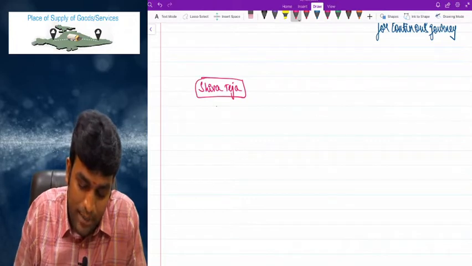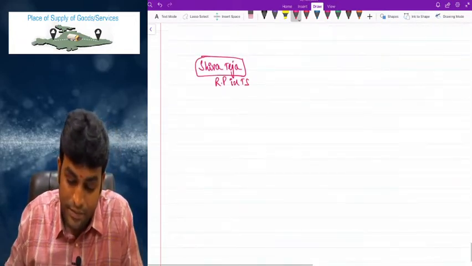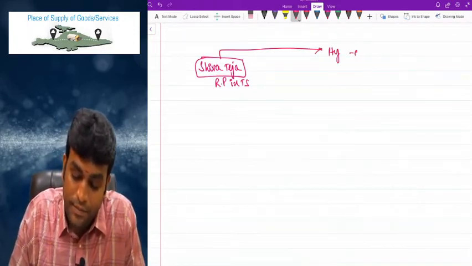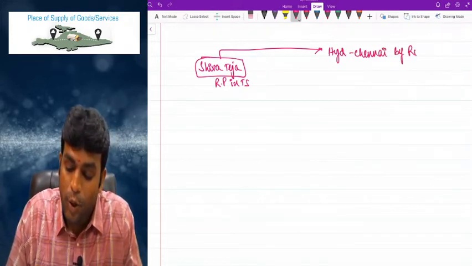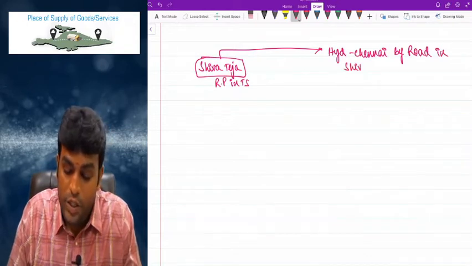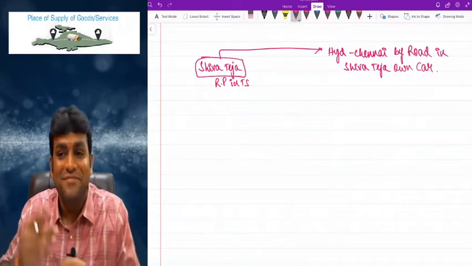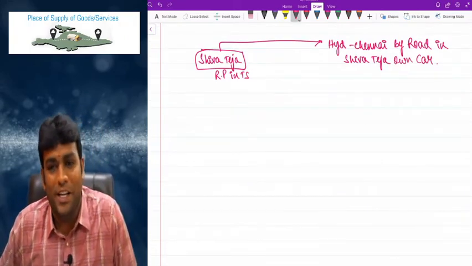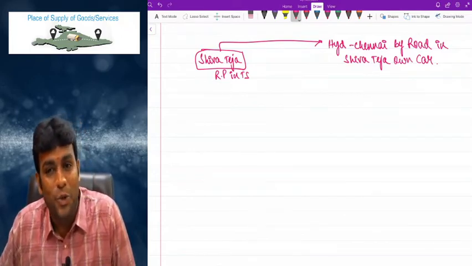Sir, Shiva Teja is a registered person in Telangana state. Now what has happened? I travelled from Hyderabad to Chennai by road in Shiva Teja's own car, my dear friends. Clear, sir? I traveled in my own car from Hyderabad to Chennai.